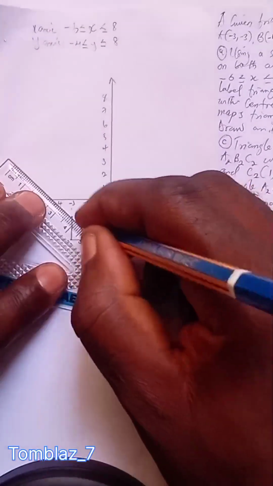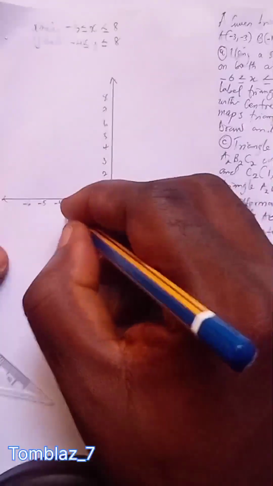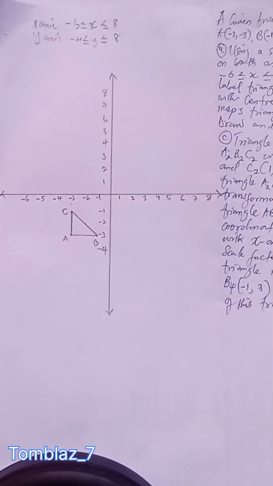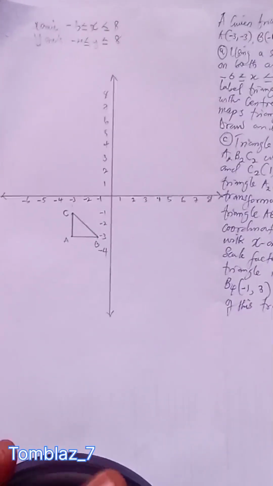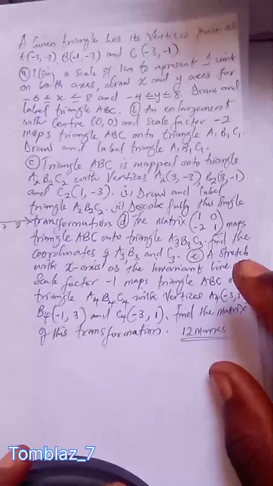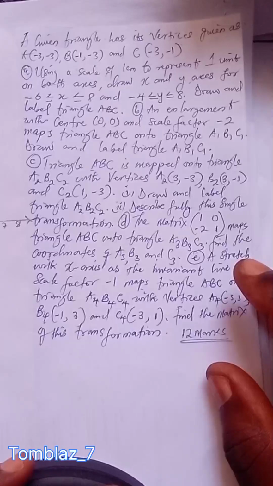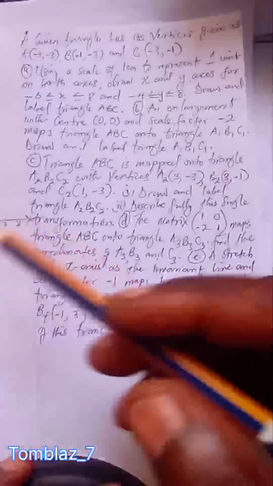And then the final point is this way. So this is your C. So you have done that question, which says using a scale of 1 unit on both axes, draw x and y axis. So you've done that one. Then they show you should draw the triangle.